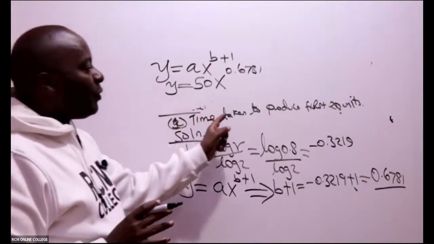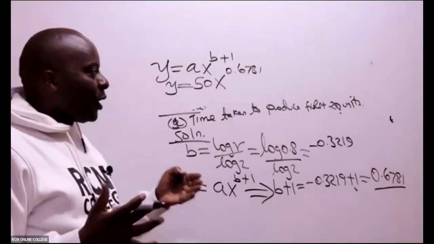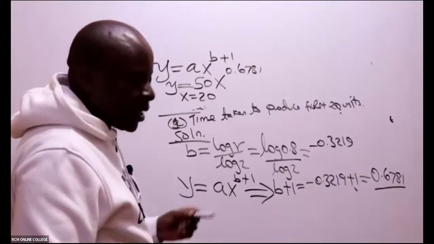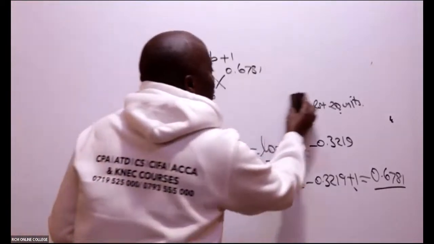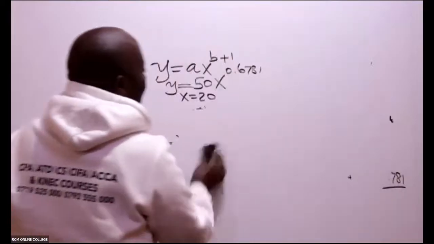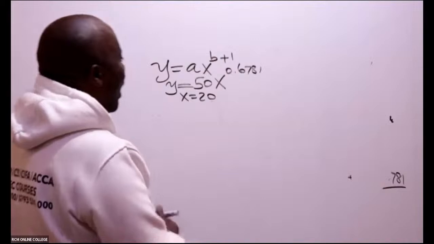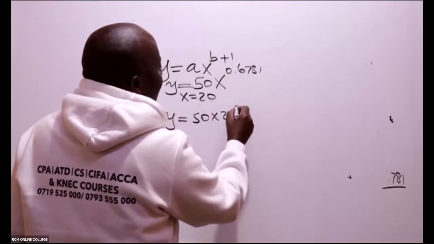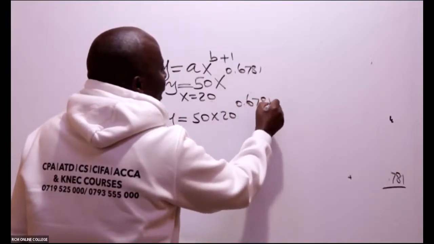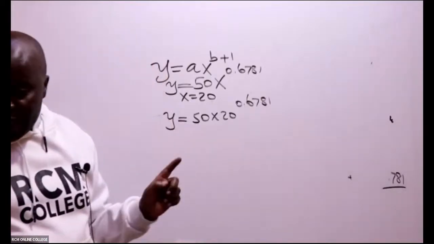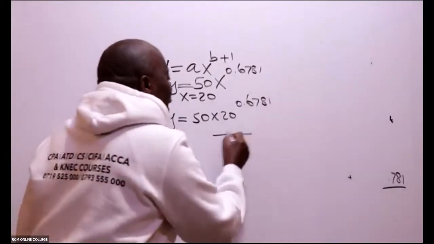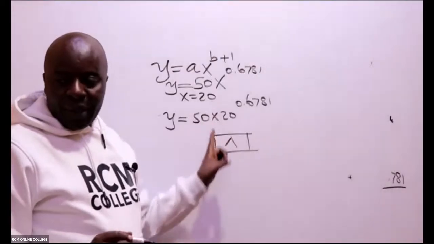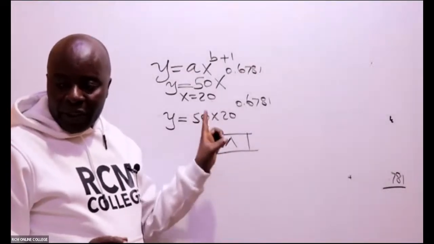And remember, they want us to give them the time taken to produce the first 20 units. So that means what here? X is 20. And if X is 20, then I will be able to give you the value of Y. So my Y, ladies and gentlemen, here will be 50 into 20, and this 20 is being raised to 0.6781. So say 50 times 20, and ensure that you are using the raised function.